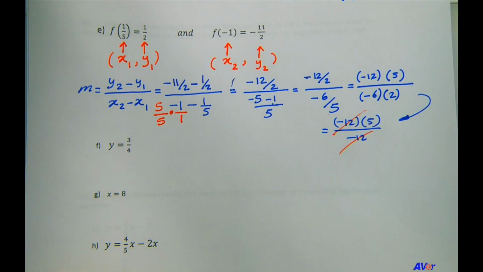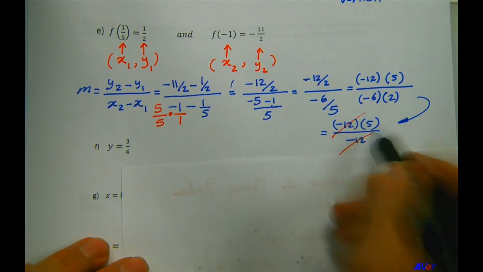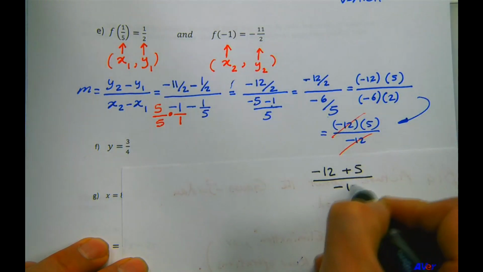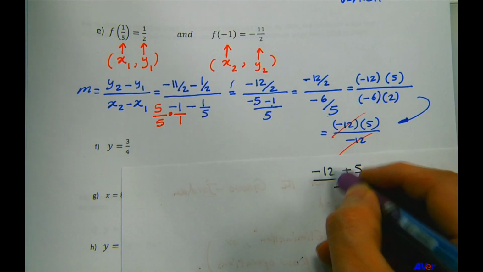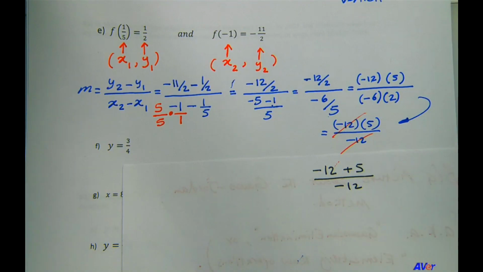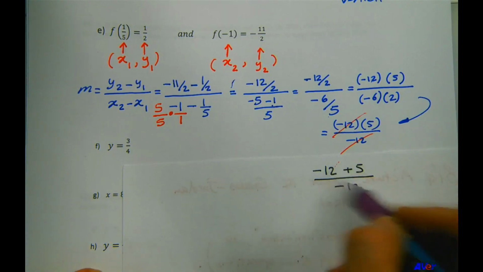Let me quickly explain here because I've seen this error happen. If you had, instead of this, negative 12 plus 5 over negative 12, could you simplify this and this negative 12? No. Please, if you're one of those people who is doing that, please stop doing that. I've seen it too often, and it's completely wrong. You cannot simplify this with that.